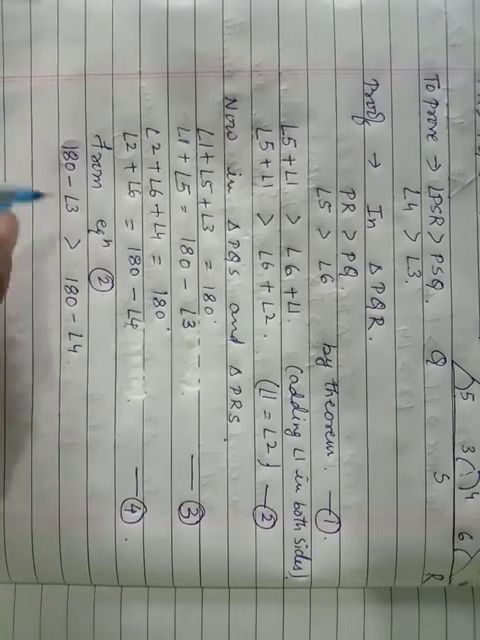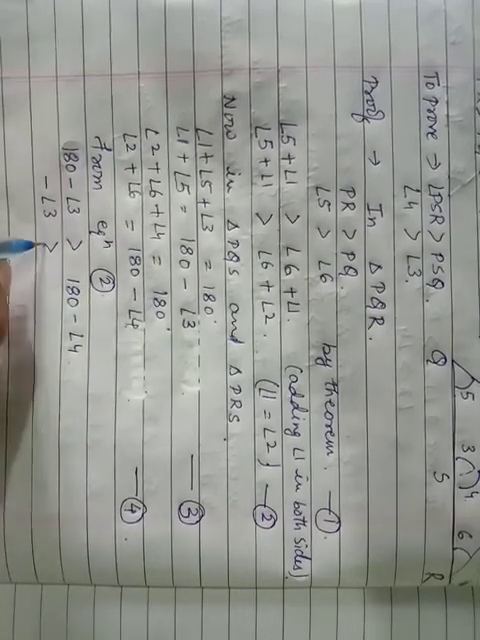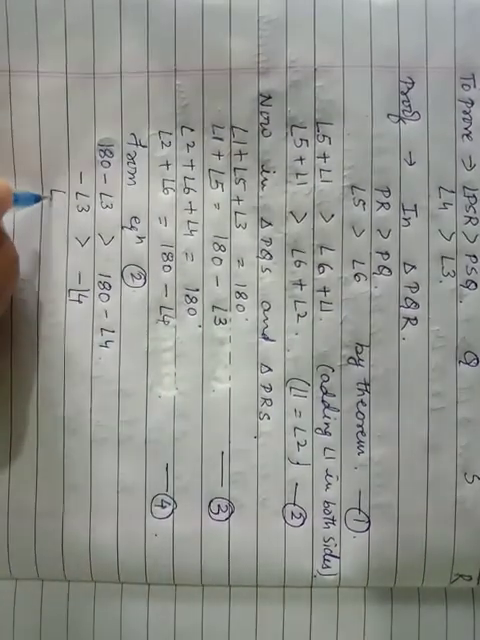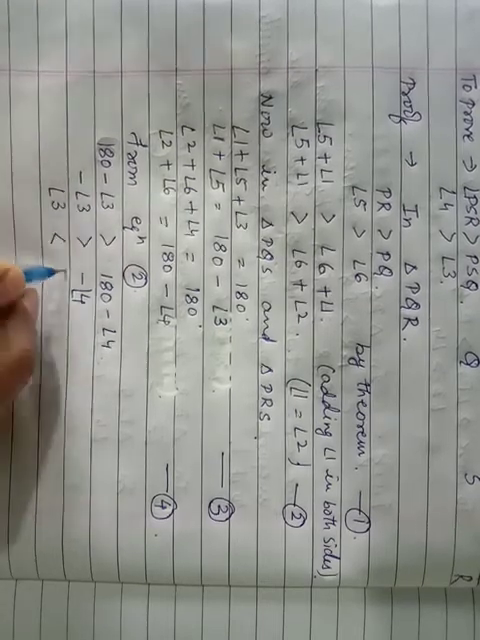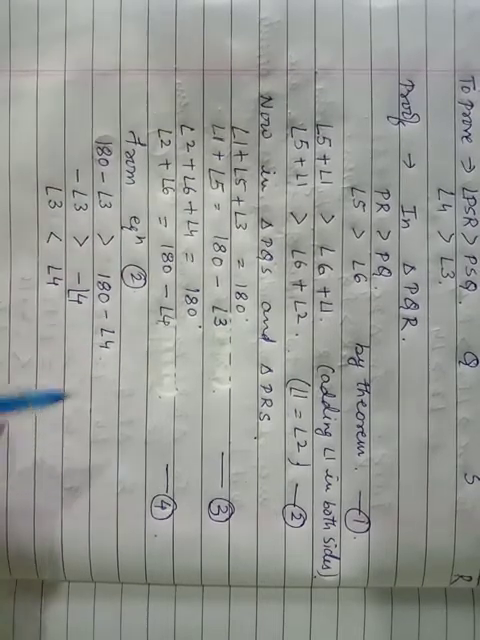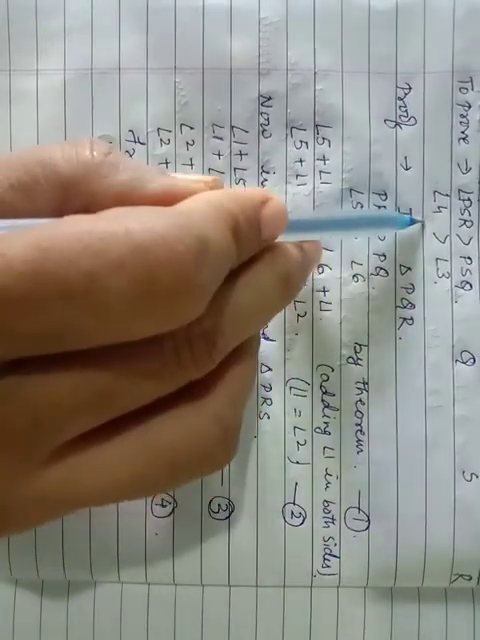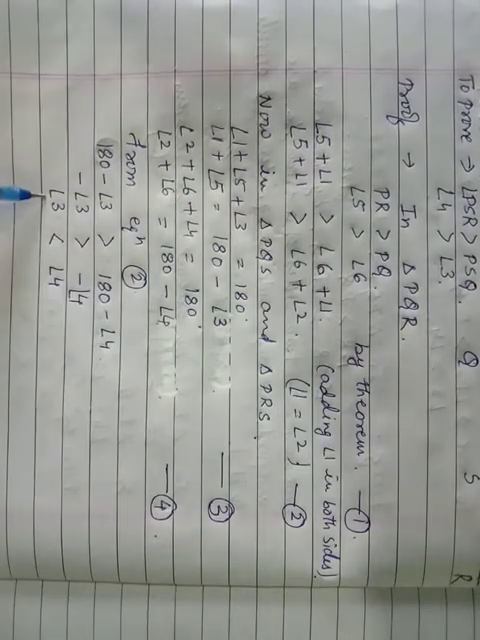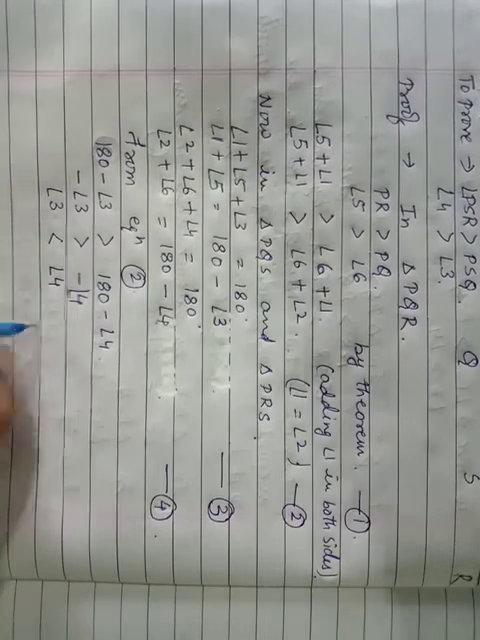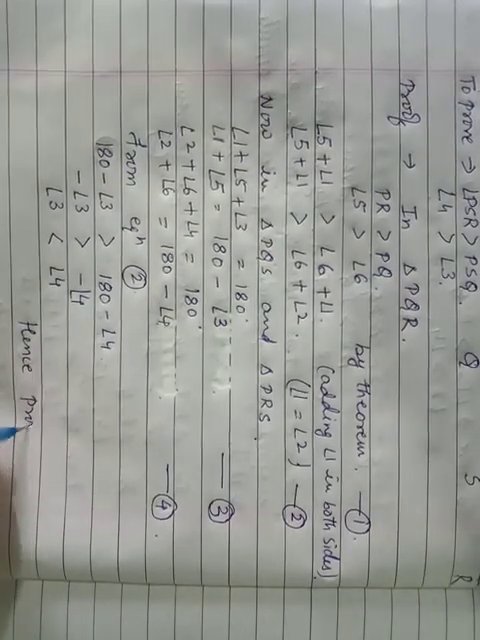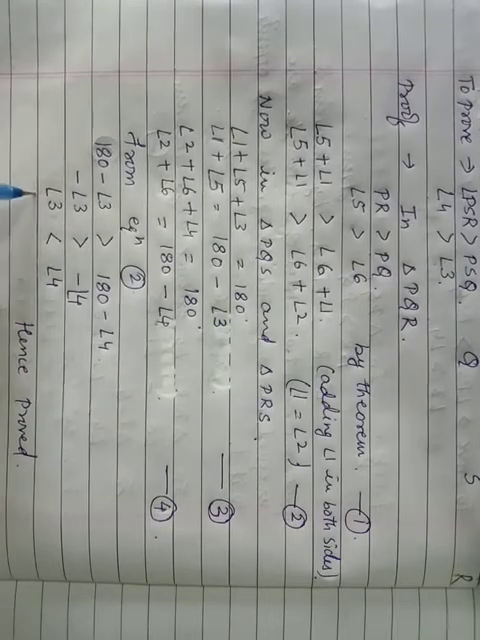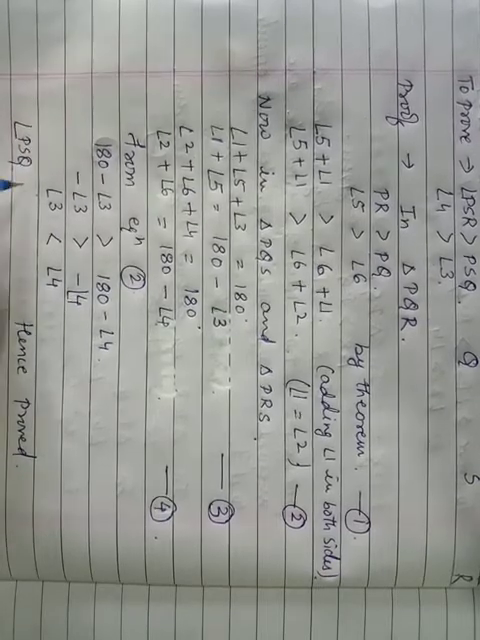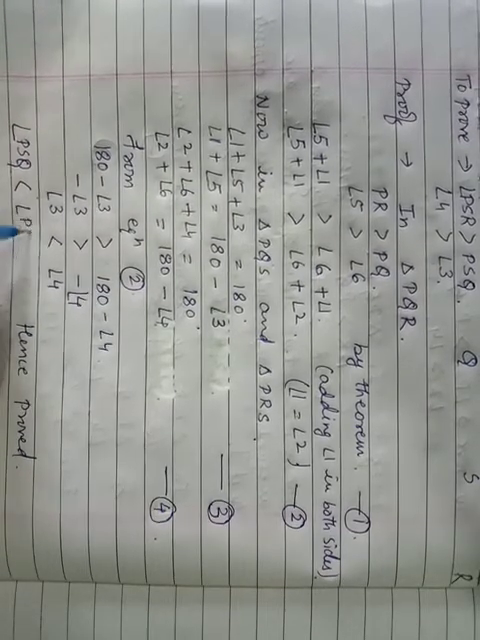Okay, so 180 on both sides we can remove. This leaves minus angle 3 greater than minus angle 4. When the minus sign is there, we replace the greater than sign with the smaller than sign. So this is what we had to prove: angle 3 is smaller than angle 4, or angle 4 is greater than angle 3. Hence proved. We can replace these with the names of the angles: angle PSQ is smaller than angle PSR.